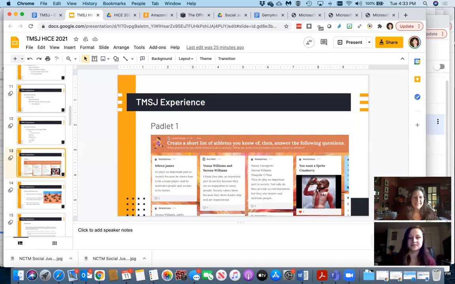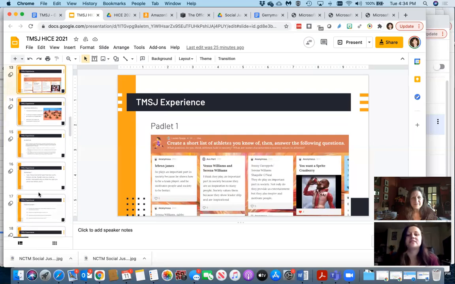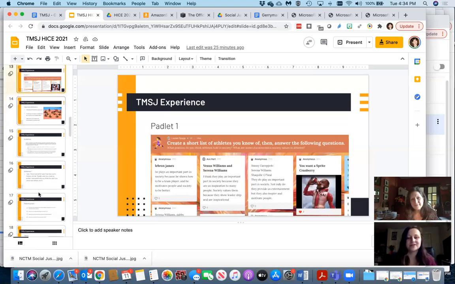So this is the first Padlet that I had them do, and it said create a short list of athletes you know, then answer the following questions. It pretty much says what role do athletes hold in society, as well as what do we as society value in athletes. I got a lot of answers of Serena Williams, LeBron James, and a lot of great feedback about the value that they hold. A lot about motivation, being good motivators.